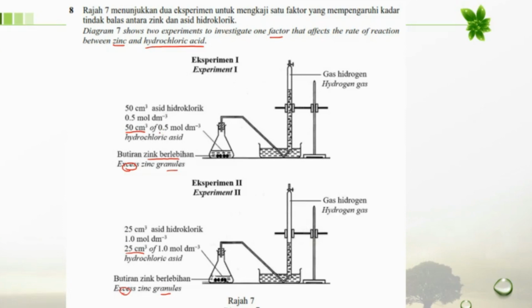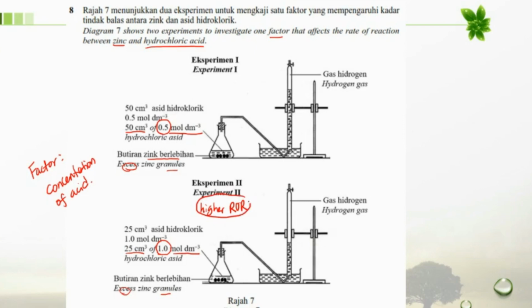But this one, 0.5 mole per cubic decimeter, is the concentration. Here is 0.5, this is 1.0 mole per cubic decimeter. So the concentration is different here. So the factor now is the concentration of acid. Now you see 0.5 and 1.0 for set 1 and set 2. Higher concentration, higher rate of reaction, right? So set 2 has the higher rate of reaction.